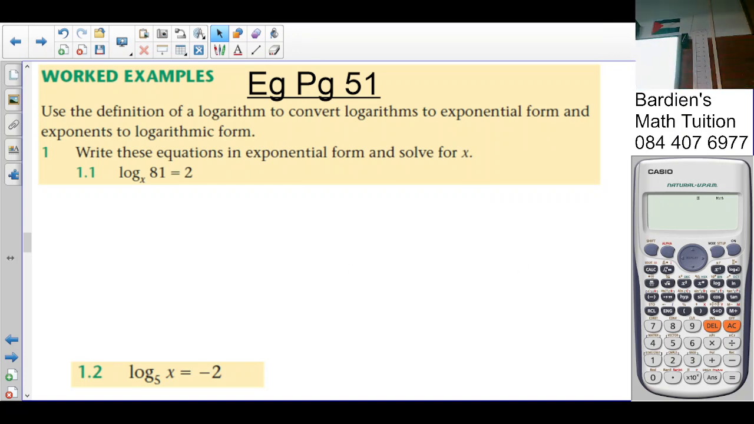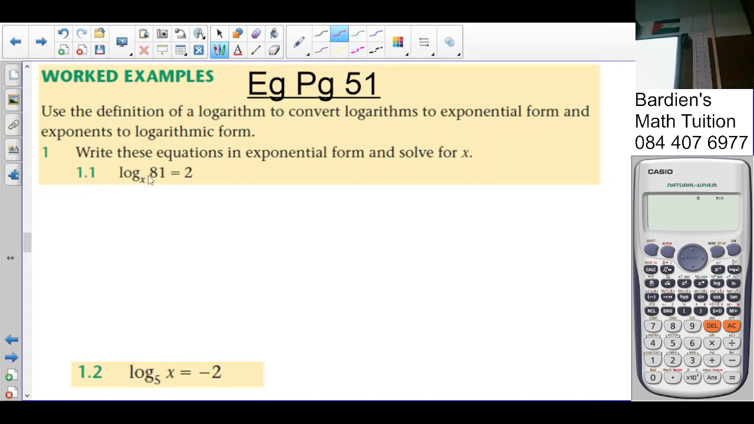Okay, so at this point it says use the definition of logs to convert logarithms to the exponential form and exponents to logarithmic form. Looking at number 1.1, they asked you to write these equations in exponential form and solve for x. Coming back to the condition, you must remember that this x has to be positive.